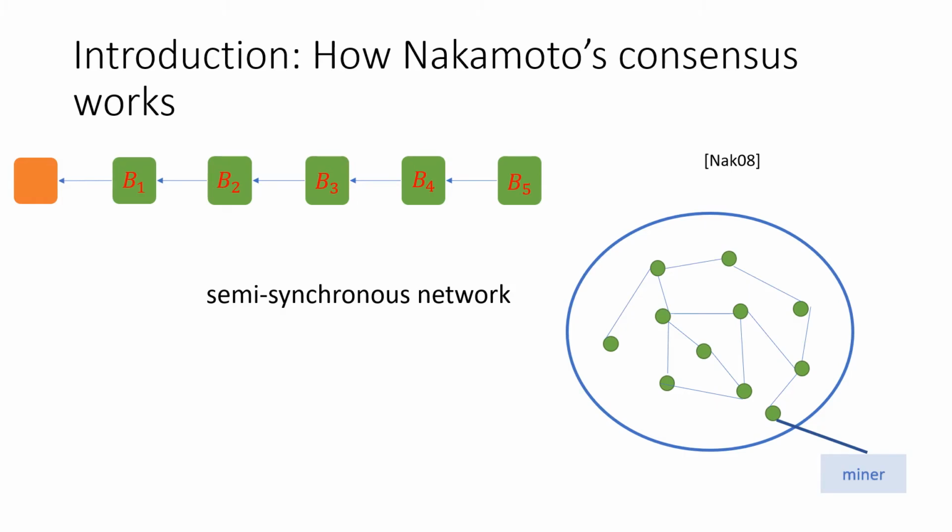As I mentioned before, the blockchain is maintained by a network of miners. These miners are connected via a semi-synchronous network. Each of them will locally store a copy of the blockchain, and they will work together to maintain the blockchain, including storing and adding new transactions to the chain.